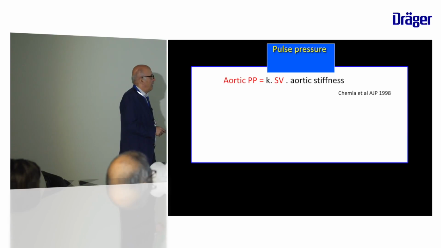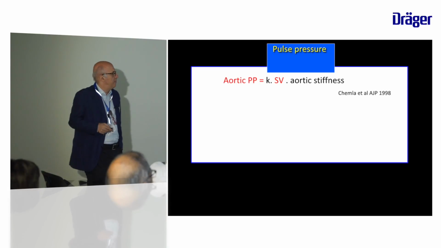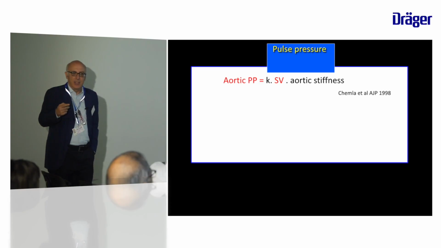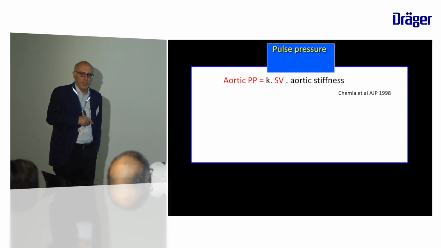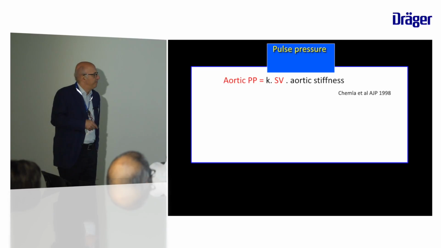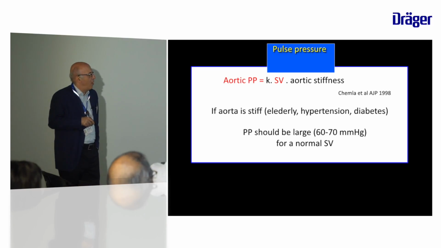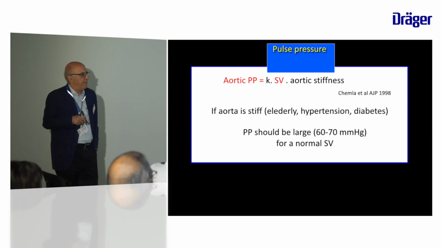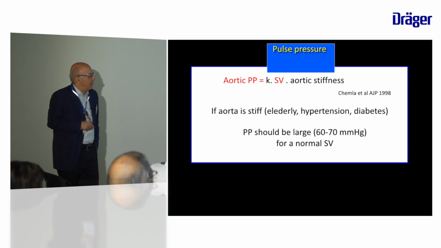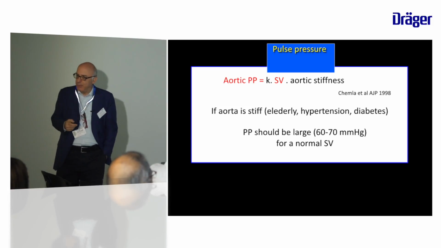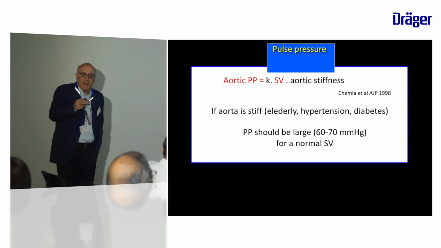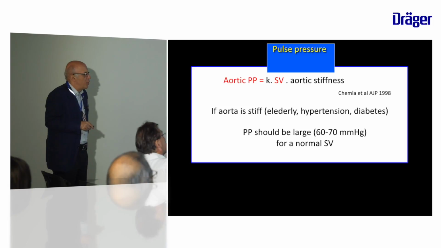The pulse pressure, which is the difference between systolic and diastolic, is proportional to the aortic stiffness, of course. So the greater the aortic stiffness, the higher the pulse pressure, and the stroke volume. And we have to remember that if the aorta is stiff, so in case of elderly, hypertensive, diabetic patients, the pulse pressure should be larger, at least 50 to 60 millimeters of mercury, to assure a normal stroke volume.